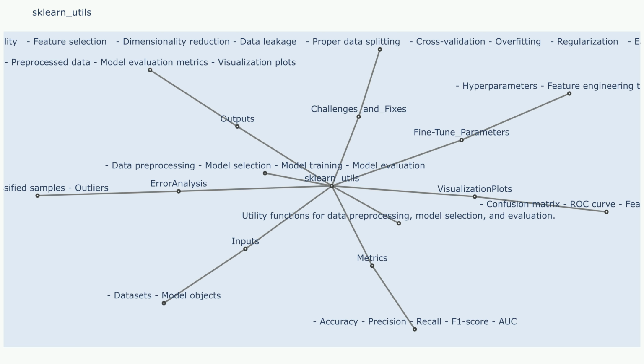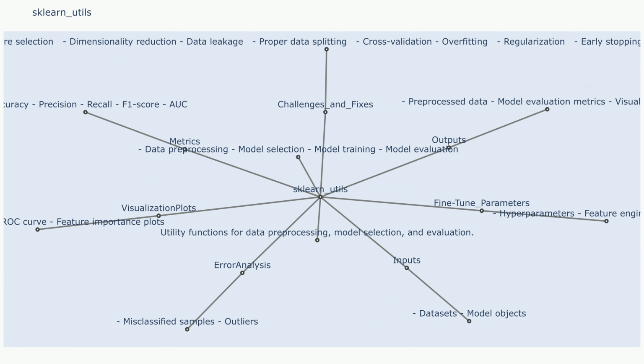Inputs. Input 1. Explain in detail. The primary input to sklearn utils is typically a dataset, often represented as a NumPy array or a pandas data frame. This dataset contains the features (independent variables) and potentially the target variable (dependent variable) for machine learning tasks.